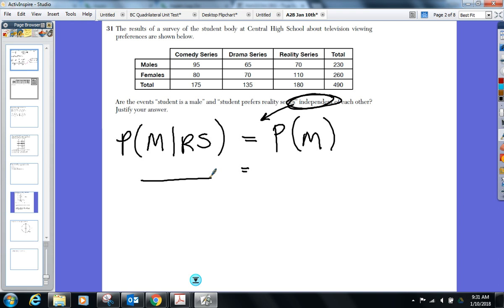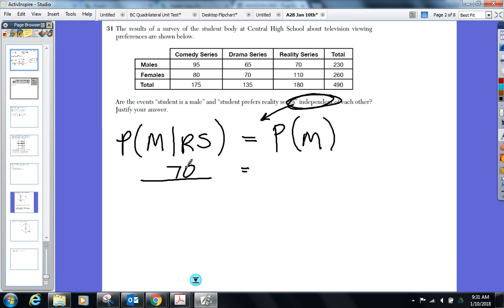Which means what? Okay, so here, I'm asking you to go to your table and find out how many are male. No. What did you just tell me the formula is? What goes on top? Okay, so I'm looking for male and reality series on top. So if you go to your table, male and reality series, what are we looking at? 70. Keep that formula handy.